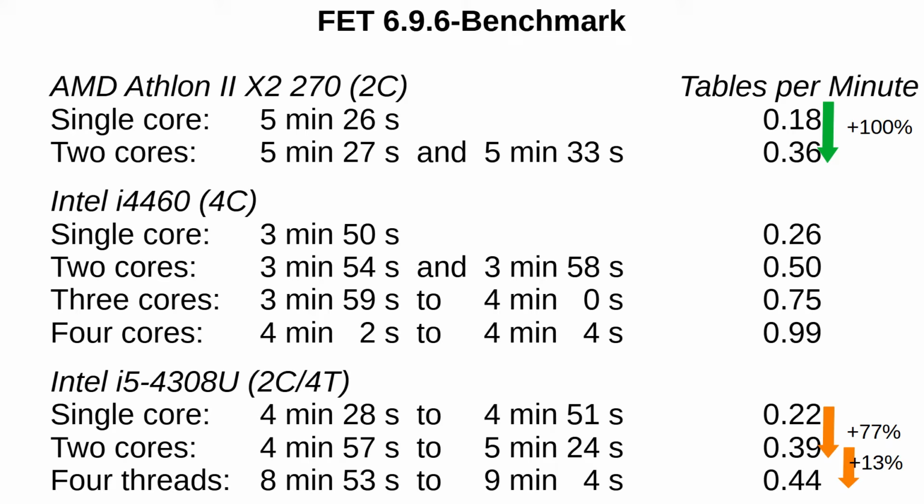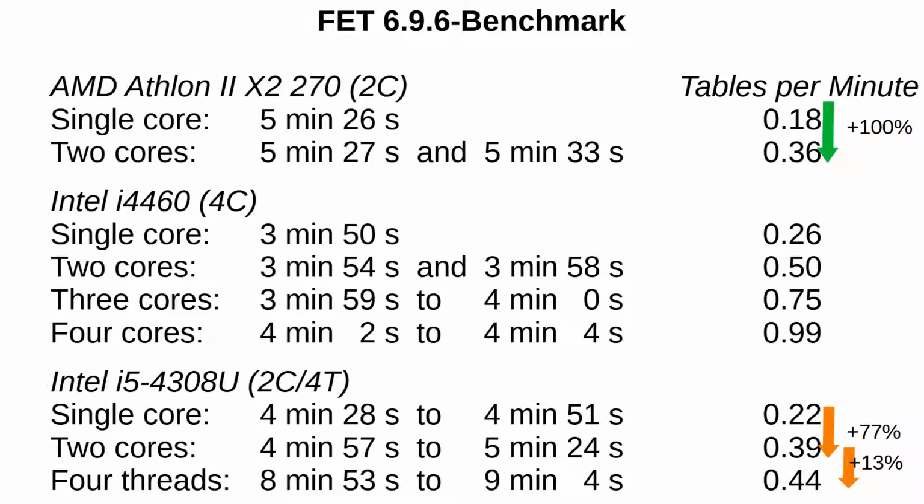I got 2 timetables in around 5.5 minutes. 2 divided by 5.5 minutes is equal to 0.36. I got 2 timetables in the same time. So the value tables per minute is doubled from 0.18 to 0.36. I also calculated this for the 4-core CPU.